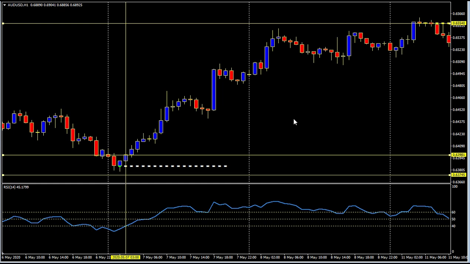Now this indicator, the Z support and resistance indicator, you will find on my download link. I will give it in the description section. Go there and download the indicator, and make sure you have the levels 40, 50 and 60.